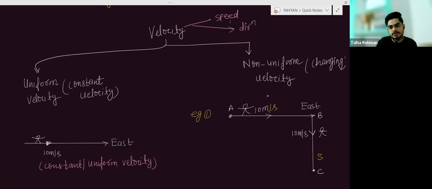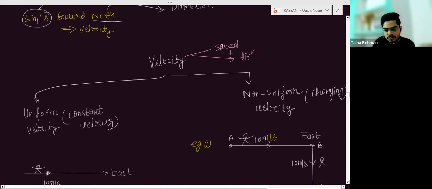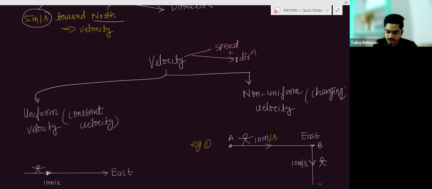Speed plus direction is velocity. So to change the velocity, either speed should change or direction should change or both should change. If speed is changing, it means the velocity is changing automatically. If direction is changing, then also you can say the velocity is changing.